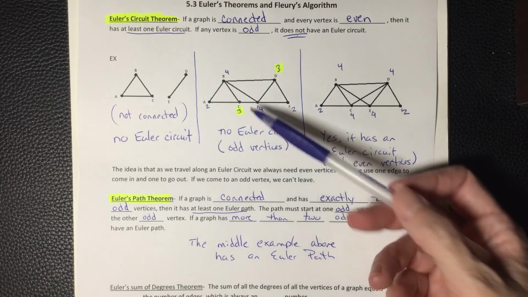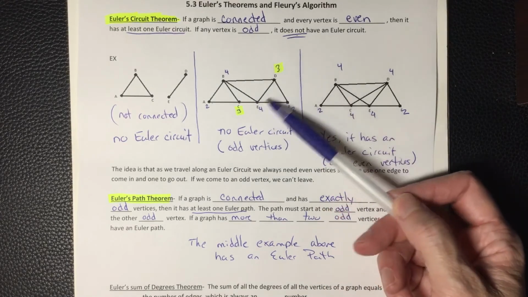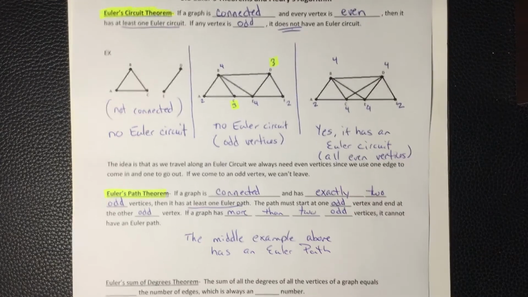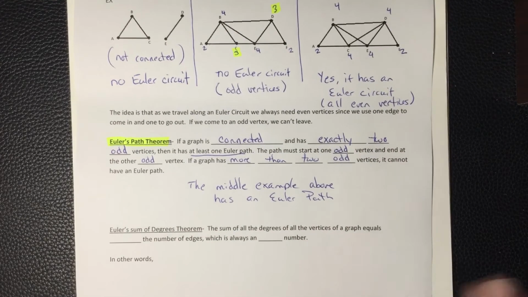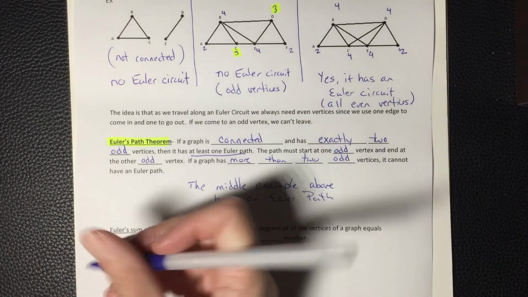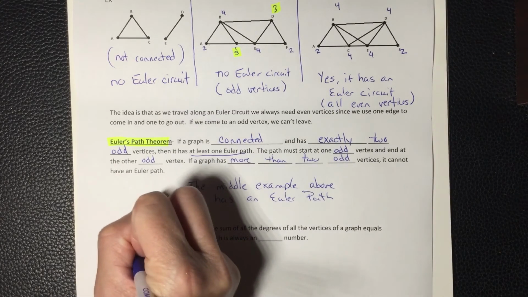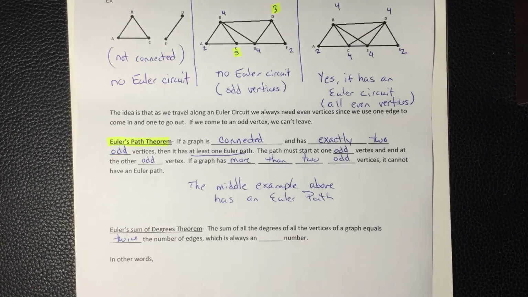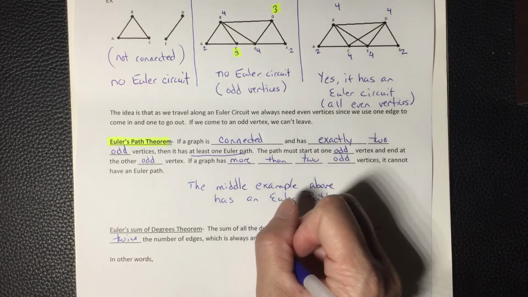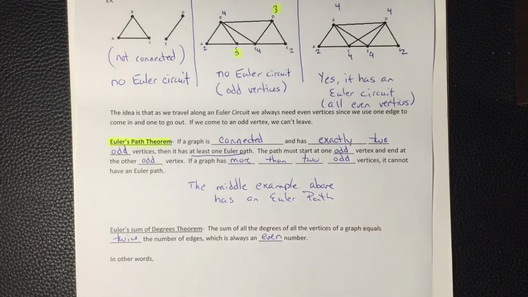Now, part of the problem is when we're counting, it's really easy to miss a degree. So this is a little theorem to help you with that. It's Euler's sum of degrees theorem. It says the sum of all the degrees of the vertices of a graph equals twice the number of edges. And if it's twice the number of edges, that means it's always an even number.